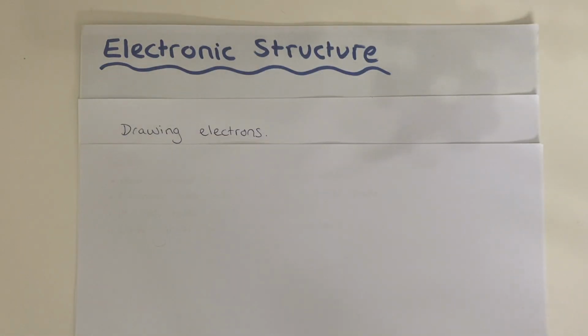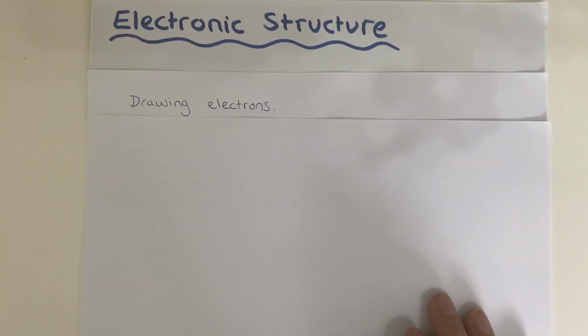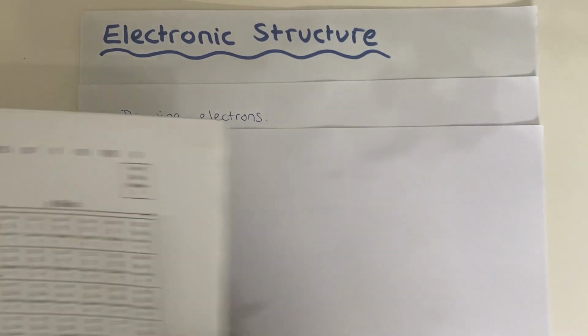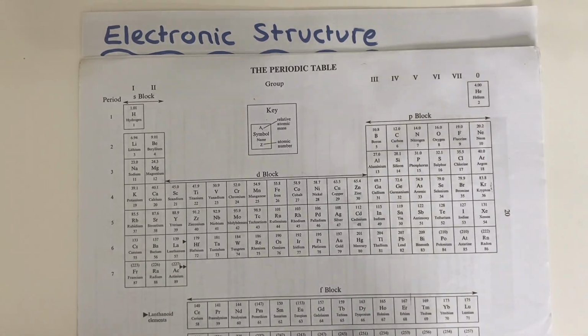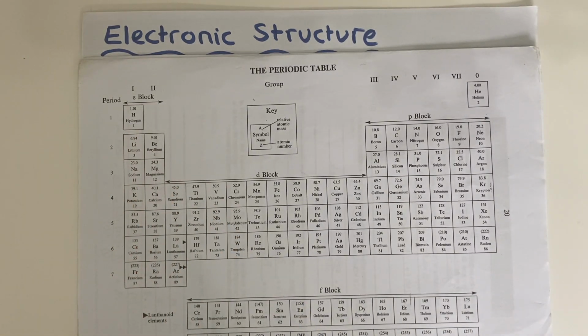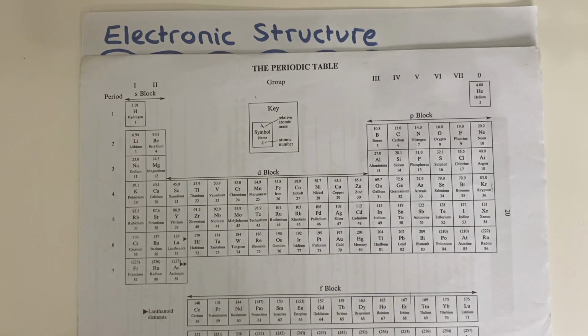Okay, in this video we're going to be looking at electronic structure, which simply means drawing the electrons for an atom. The first thing we need to know is how many electrons our atom has. So if we have a look at the periodic table, you'll see that each different type of atom, each element, has got two numbers, a larger number and a smaller number. The smaller number is known as the atomic number, and that's actually the number of protons that the atom has.